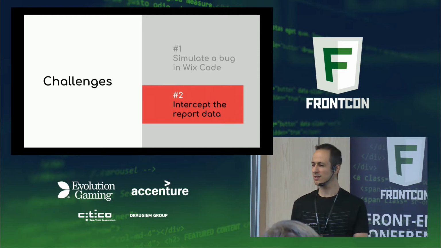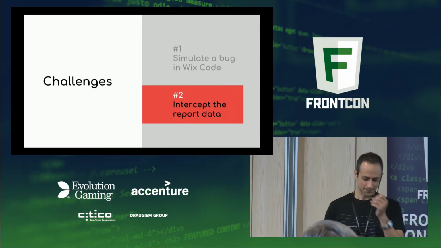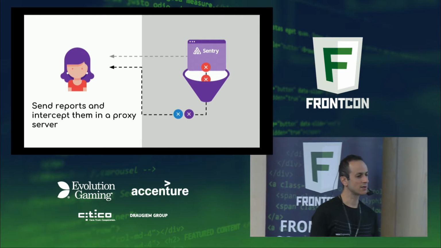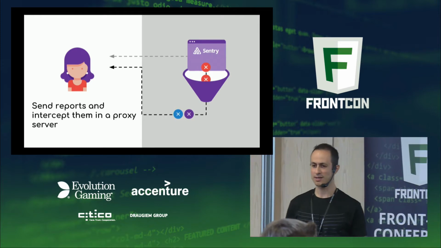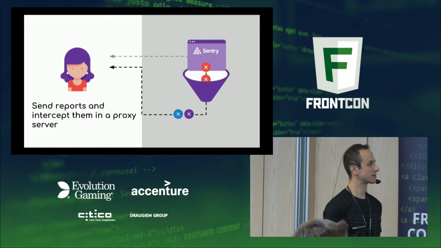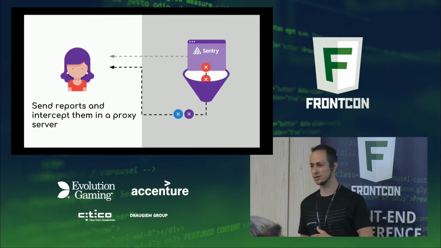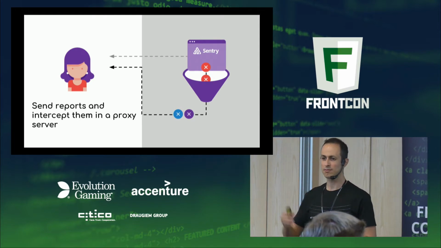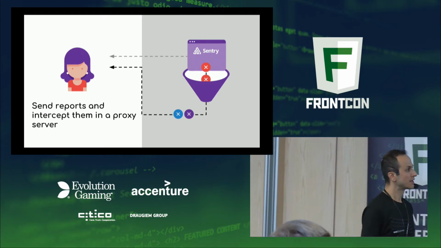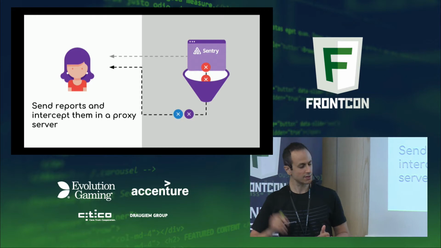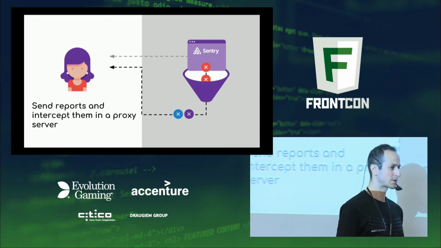And more than that, we didn't want to send reports to Sentry for testing, right? So at first we thought about maybe building a proxy server that, when we are running tests, will start up and intercept all the Sentry HTTP calls. And by that we can block the calls from being sent to Sentry, and eventually we will get the HTTP request, and the data comes with it.